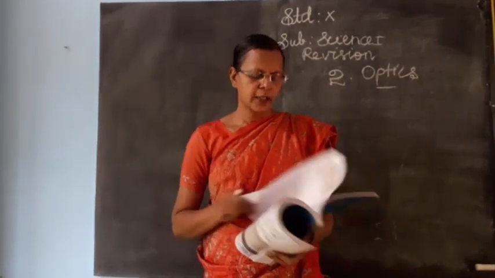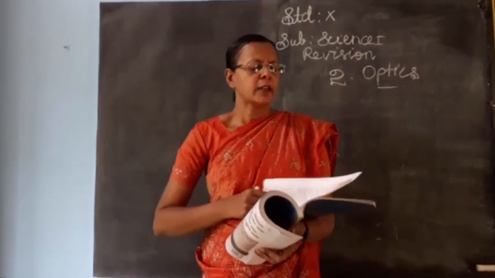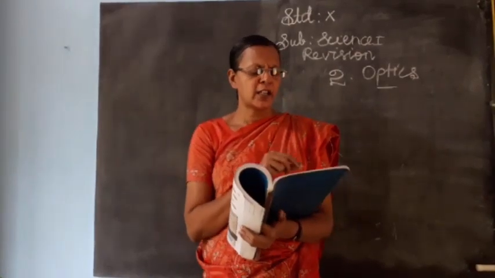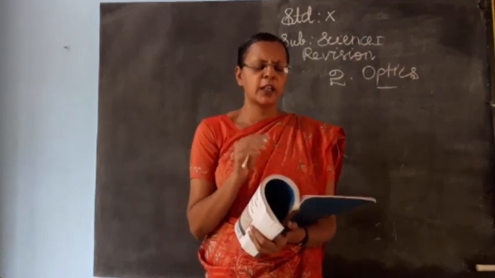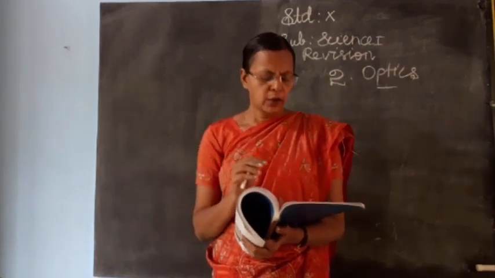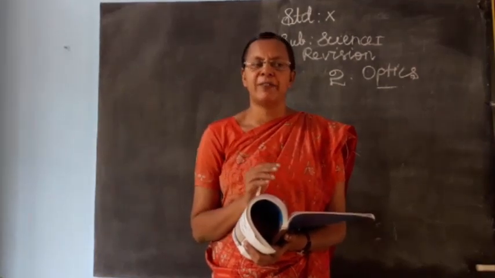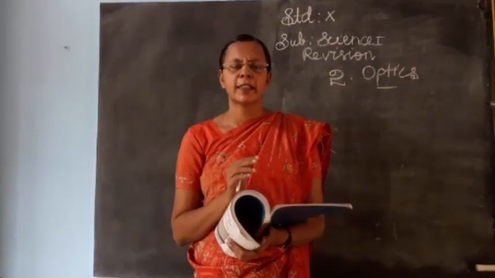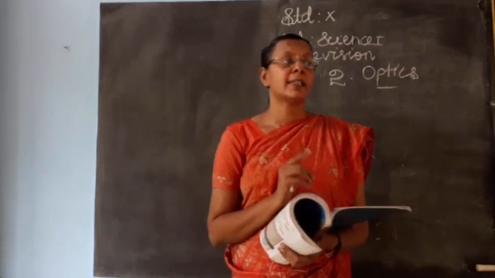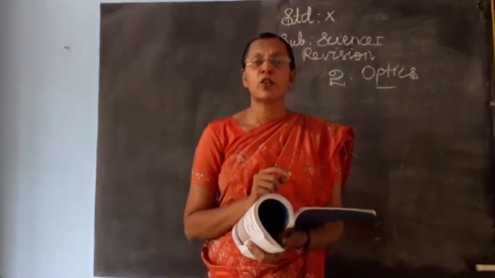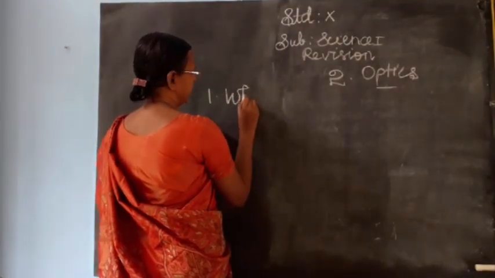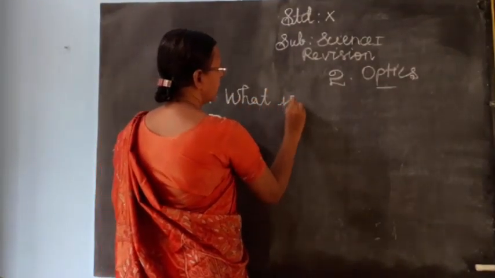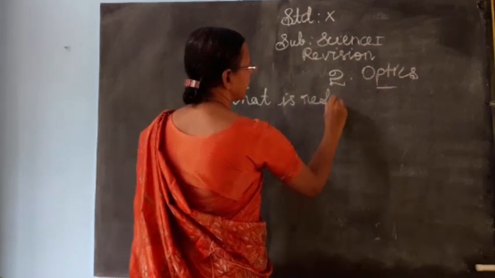Okay. Next, true or false is there. Then match the following, assertion and reasoning type questions are there. They are already marked. So you all want to study well. Okay. Next, answer briefly. Now we are going to learn answer briefly. Roman number 6. First question. First question is what is refractive index?